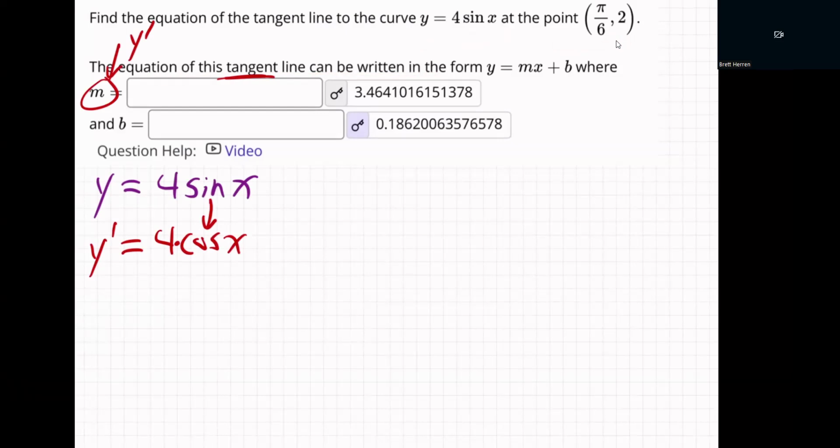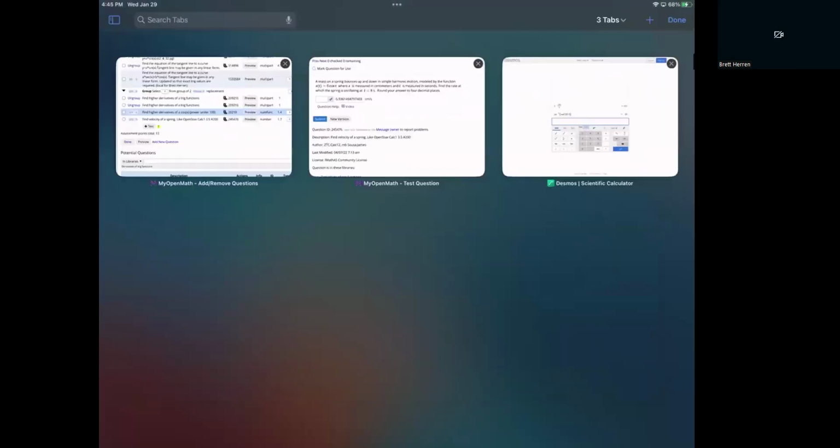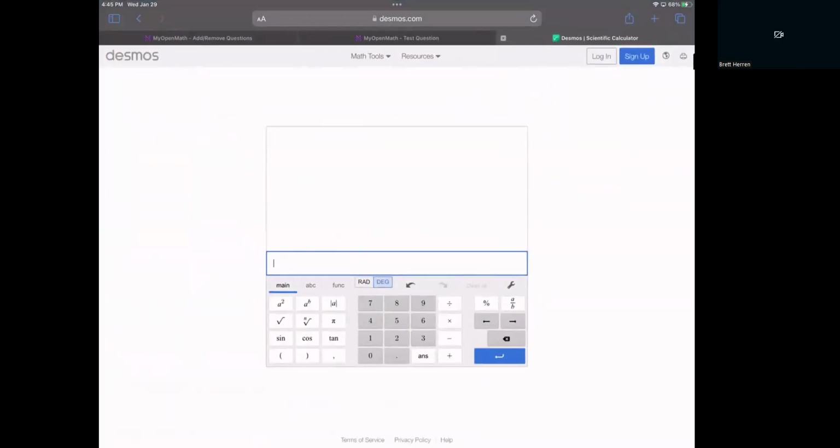But now we have to plug in the point. This is the x and this is the y. So we're going to plug in now 4 cosine, and let's plug in pi over 6. Okay, now let's go to the Desmos calculator. 4 cosine pi over 6. Let me go there with you. So 4 cosine pi over 6.